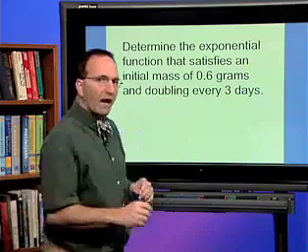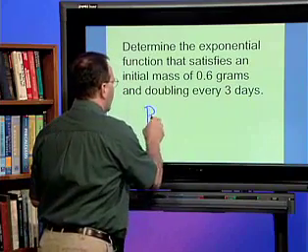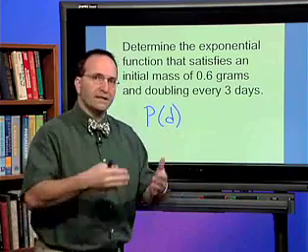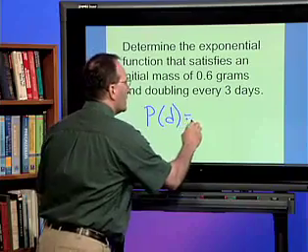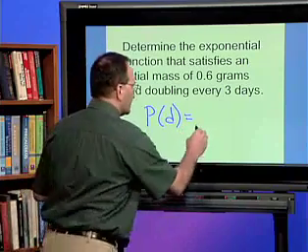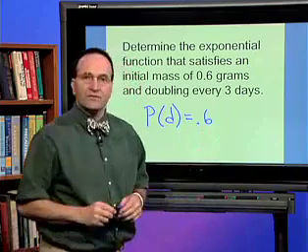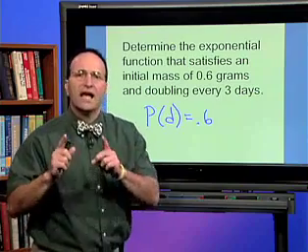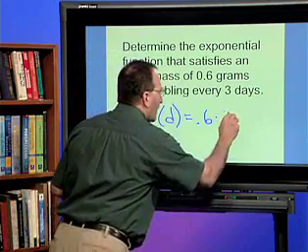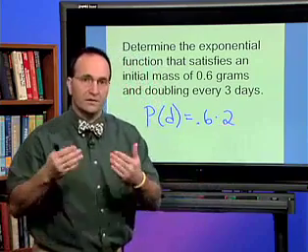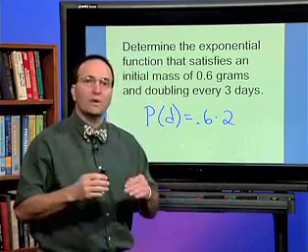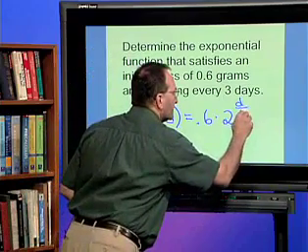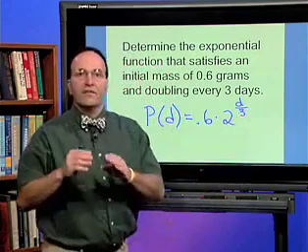So we start off by writing then the population given the number of days, so day 1, day 2, day 3. And what we know is that the initial amount is 0.6 of a gram. And we know that it doubles every 3 days. So I'm going to put in times 2 because it's doubling. But now the question is, what does the exponent have to be? And the answer is, it needs to be the number of days divided by the fact that it takes 3 days to double.